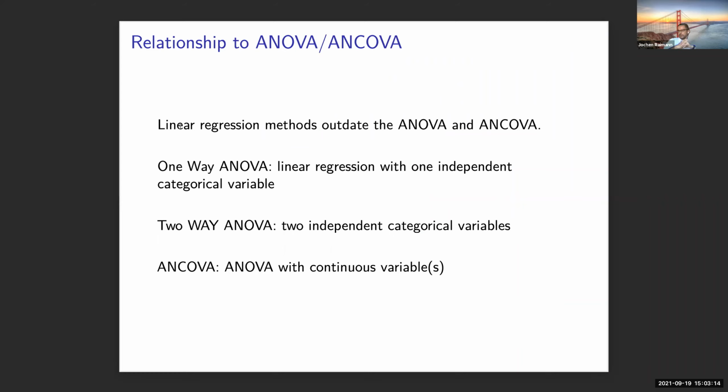So linear regression models outdate ANOVA and ANCOVA. We know that a one-way ANOVA is a linear regression with one independent categorical variable. We have talked about this, right? This is also why we employ the F statistic and the categorization of the effect size of the ANOVA, the R squared. If you have a two-way ANOVA, you have two independent categorical variables, which is essentially what we did today. And the ANCOVA is essentially an ANOVA with a continuous variable, which we have done by including the age. So linear regression brings ANOVA and ANCOVA to another level and allows for a much more efficient analytic approach.